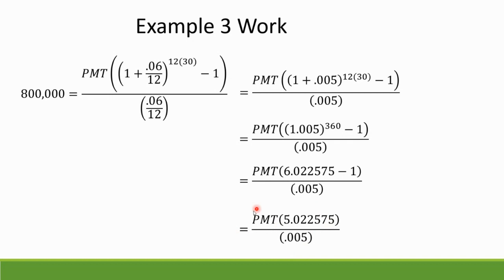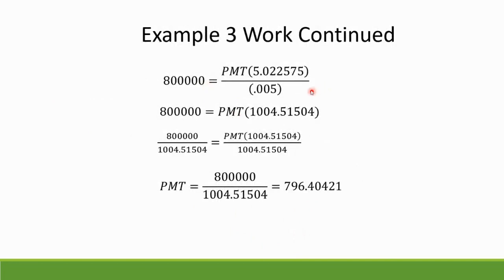So this whole thing is equal to $800,000. We have these equal signs. What we did, remember, was do this quotient. That's how we got this line here. And then we just divide, and we get about this amount. I didn't round it to 2 decimal places, but you can see it would be $796.40. So that's how much we would have to put in each month.